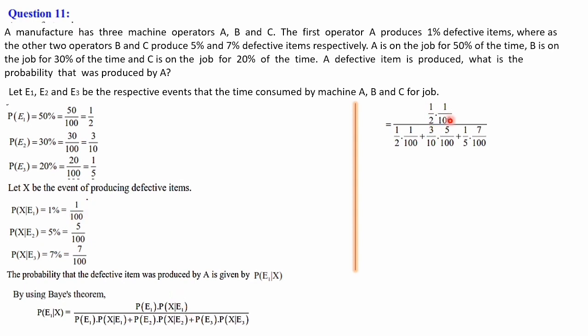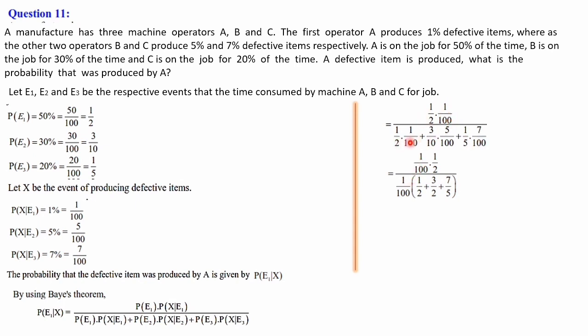So 1 by 2 into 1 by 100 divided by, same as the numerator, 1 by 2 into 1 by 100, plus P of E2, which is 3 by 10, and X given E2 is 5 by 100, substituted, and P of E3 which is 1 by 5, and X given E3 is 7 by 100, substituted. That is equal to, we have to take 1 by 100 common in the numerator and denominator.